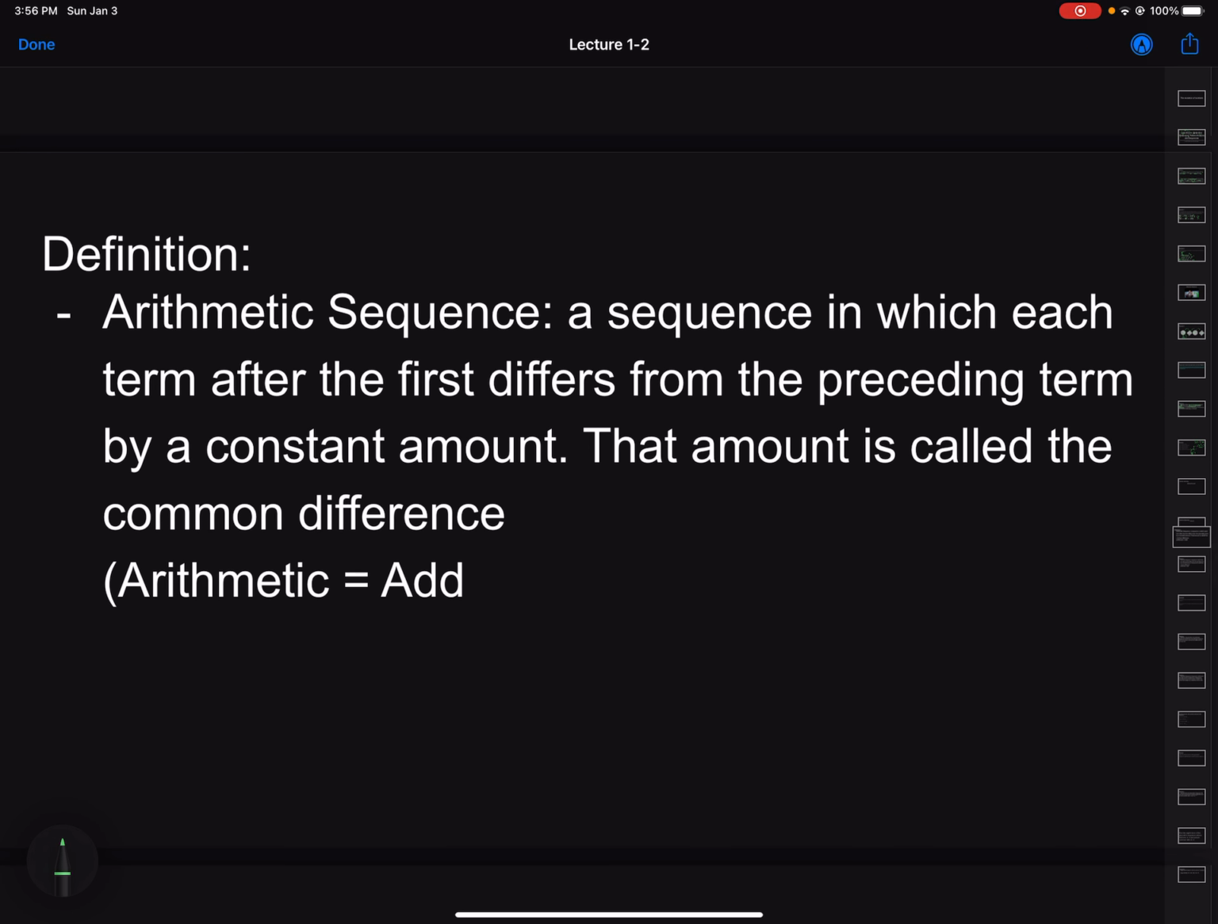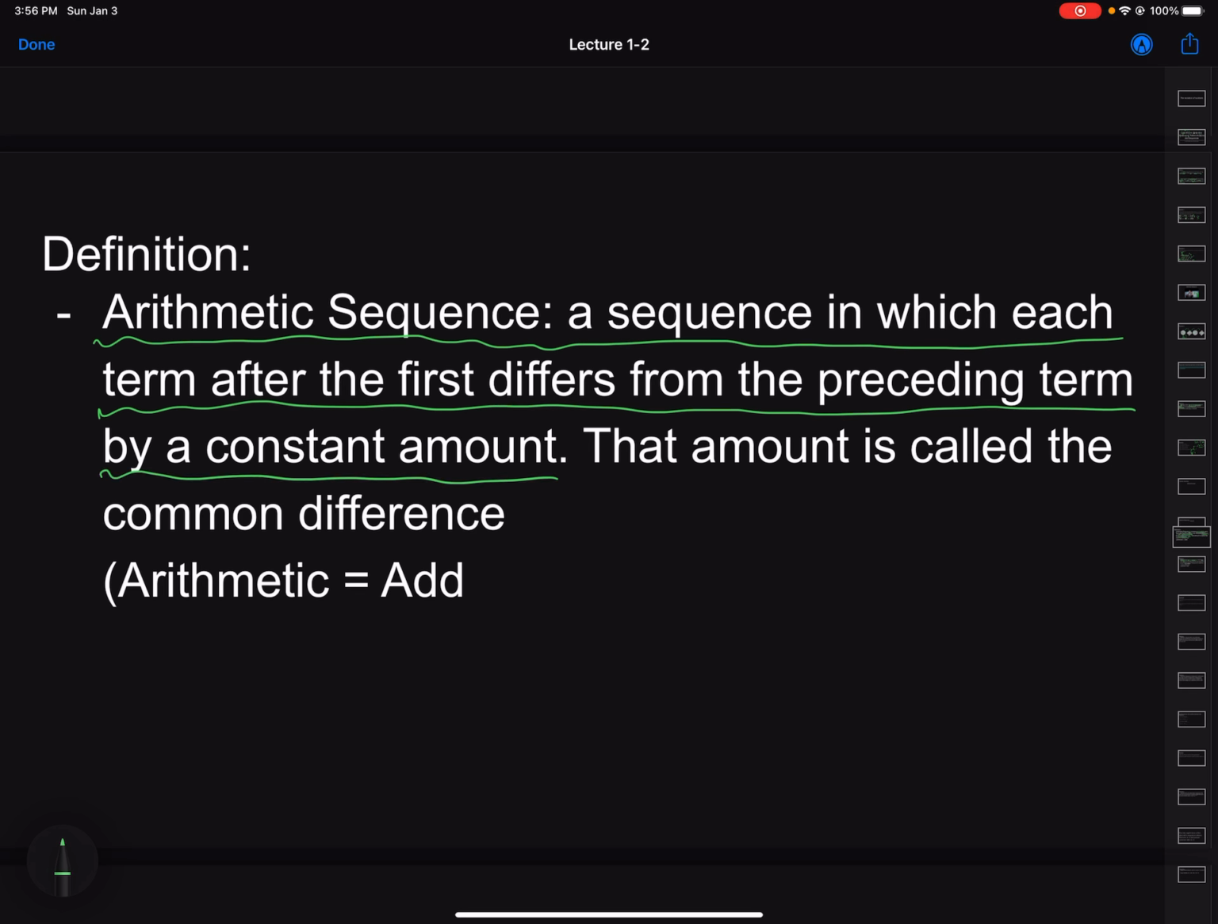So now let's move on to sequences. We'll do a little bit of sequences. We have a definition. An arithmetic sequence is a sequence in which each term after the first differs from the preceding term by a constant amount, by an amount that is the same each time. That amount is called the common difference. And another typo. I would imagine the arithmetic mean to be the mean when you add things, when you're adding terms.